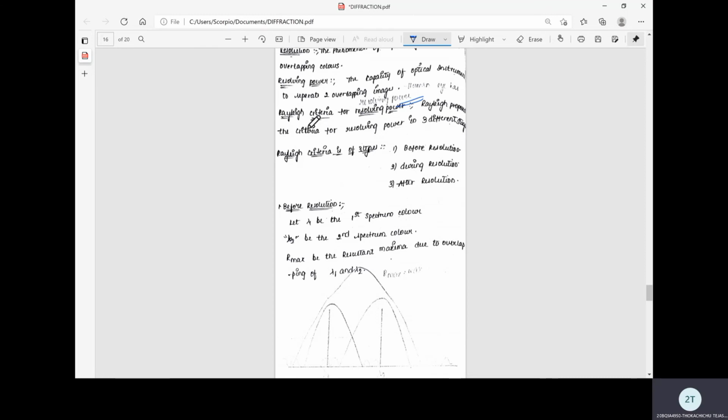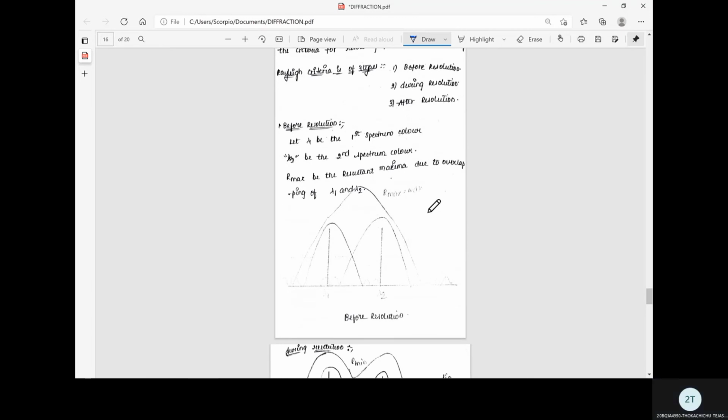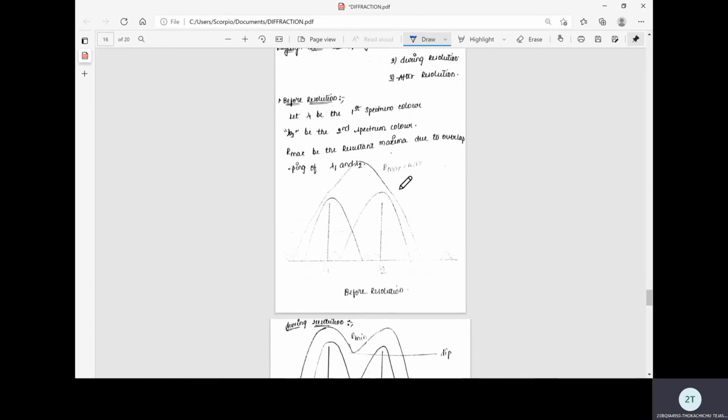And the next is the concept of Rayleigh criterion of resolving power. The scientist named Rayleigh proposed the criterion for resolving power in three different stages. That is before resolution, that is before the process of separation of these two similar colors, during the resolution, and after the resolution. These are the three main steps in this Rayleigh criterion. So before resolution, let's consider two similar colors which are overlapping with each other. Say lambda 1 is the wavelength of the first color and lambda 2 is the wavelength of the second color, that is the second spectrum color.